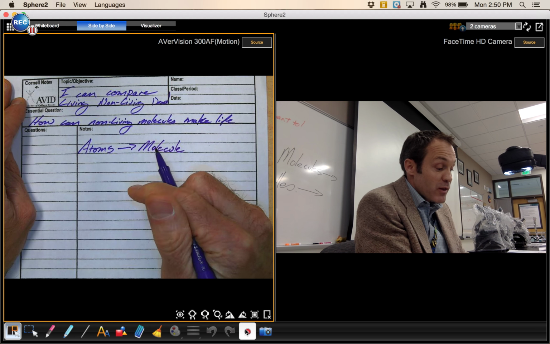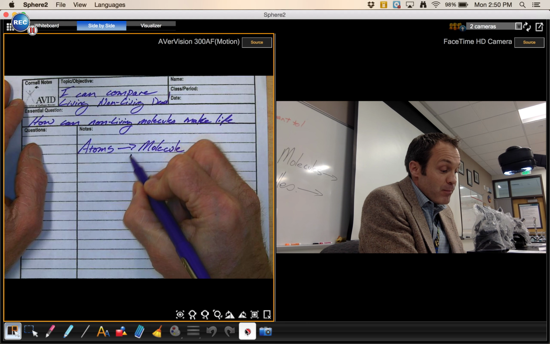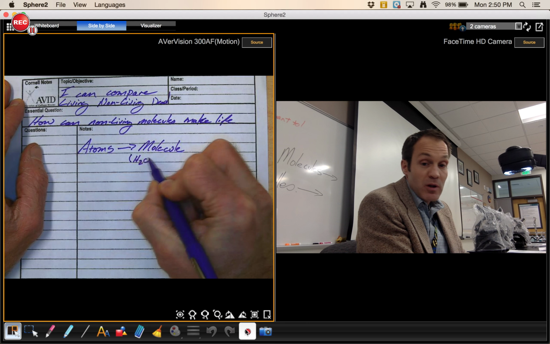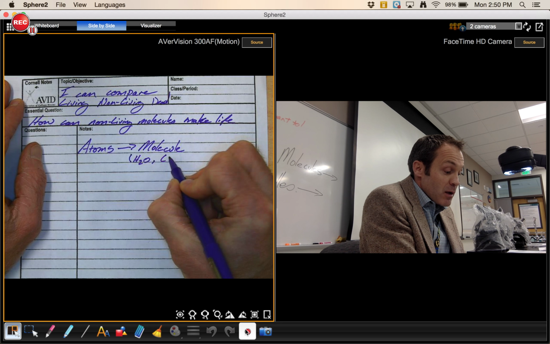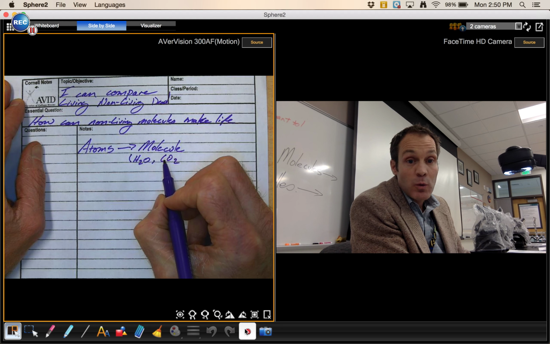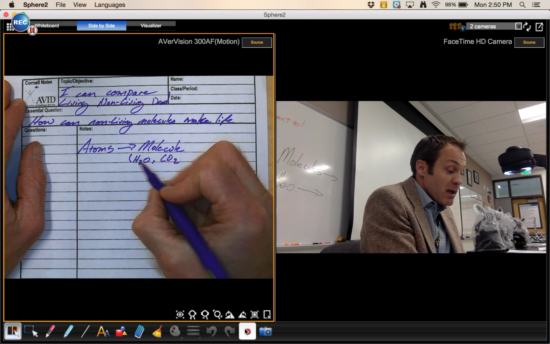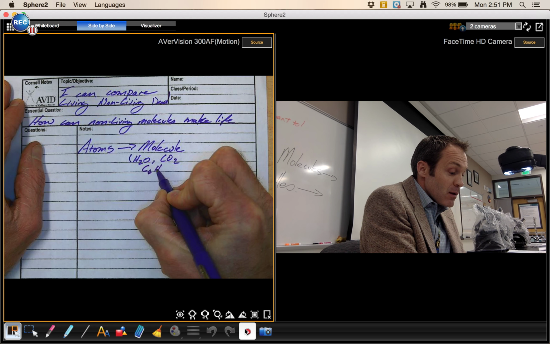Today in class, we went through a few ideas of molecules. We remembered that water is a molecule. We remembered that carbon dioxide is the molecule we breathe out. And my favorite molecule of all, C6H12O6, is sugar. Okay? Now, all of those things are non-living. Water is not alive. Carbon dioxide is not alive.